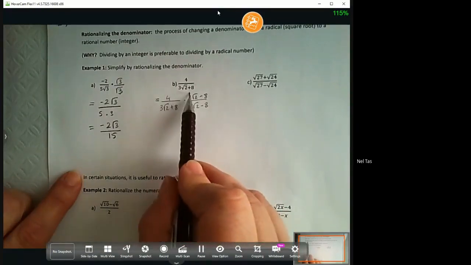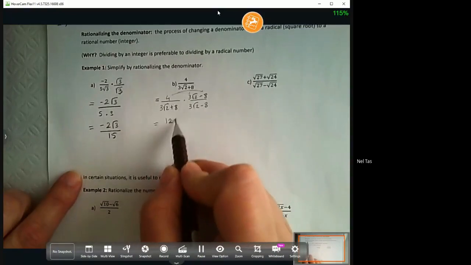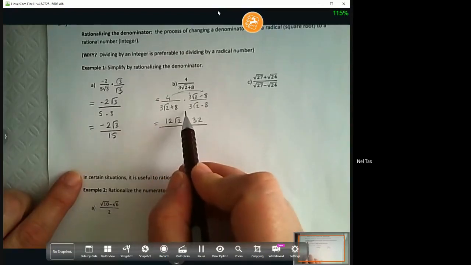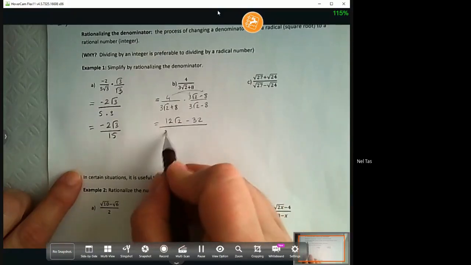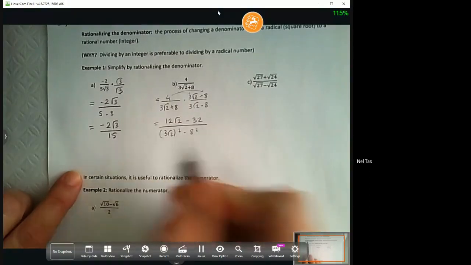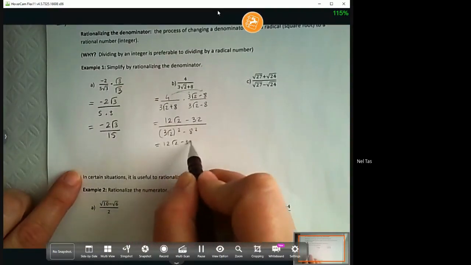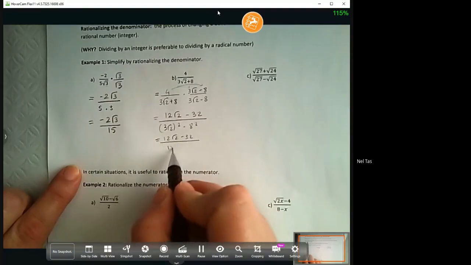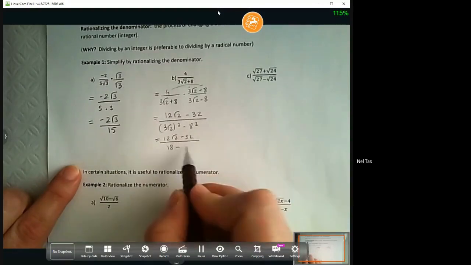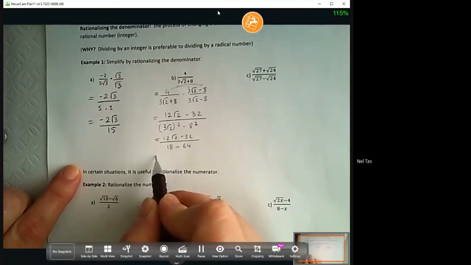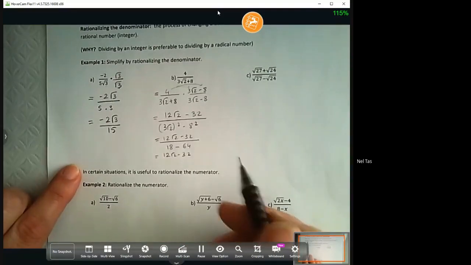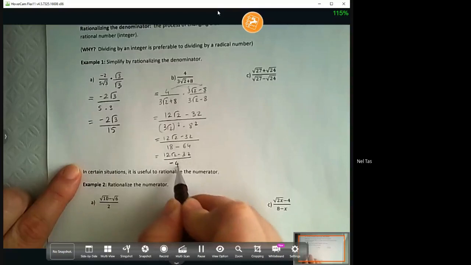Okay. So now distribute: 12√2 minus 32 over. For the denominator now, when you multiply with the conjugate, you create a difference of squares. So you get (3√2) squared minus 8 squared. (3√2) squared: 3 squared is 9, √2 squared is 2, so 9 times 2 is 18. And 8 squared is 64. So 18 minus 64 is -46.